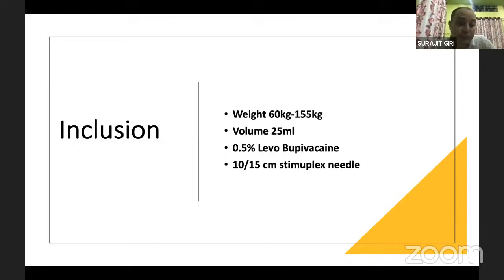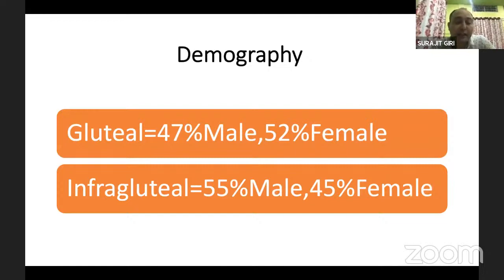We used 0.5% levobupivacaine, and we used 10 centimeter and 15 centimeter Stimuplex needles. And there is a saying that the male pelvis is different and the female pelvis is different, so the sciatic nerves will be in different locations, etc. But in this review, you see the male and female percentages are almost the same.